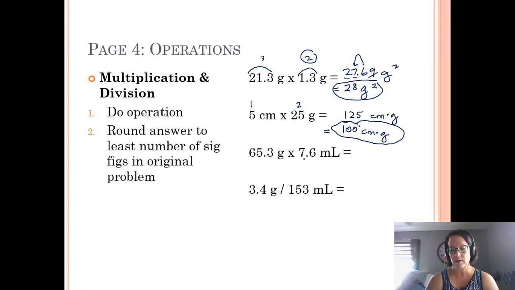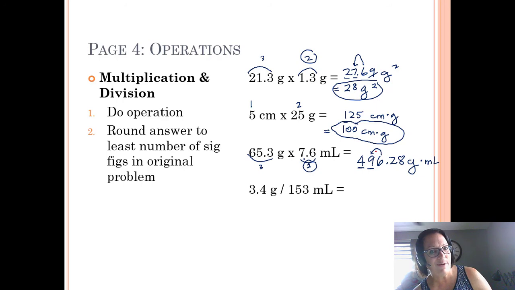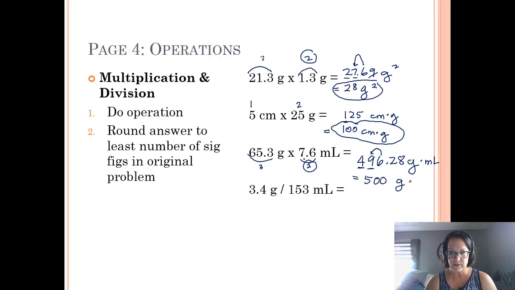Okay, so for the next one, 65.3 times 7.6. I get 496.28. Grams times milliliters, like that. So I've got 3 sig figs and I've got 2 sig figs. I want to round my answer to 2, okay? Which means I want this place and this place. So the 6 is going to round that up, okay? So we know that it's a 10, right? So when we round this up to 10, that rounds it to 500 grams dot milliliters.